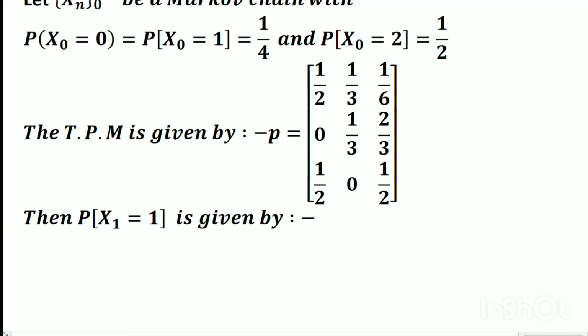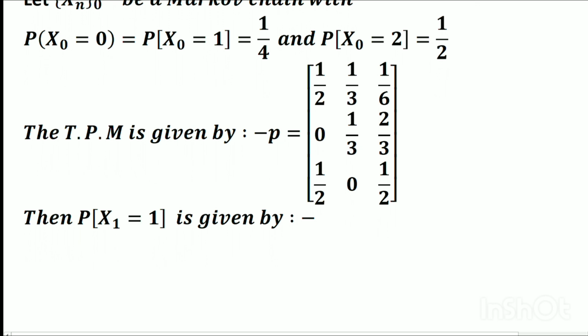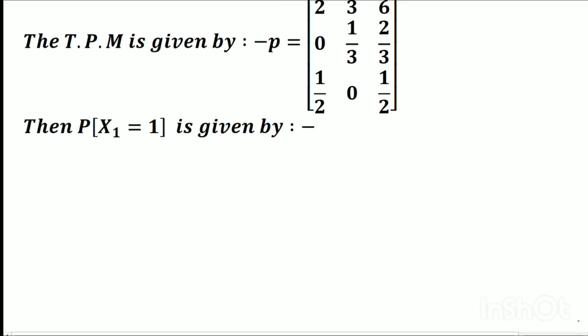Now let's try to solve one beautiful question. Let X_n, n from 0 to infinity, be a Markov chain. What is the meaning of P(X0)? P(X1) equals 1, where the subscript is the time and the value is my state.